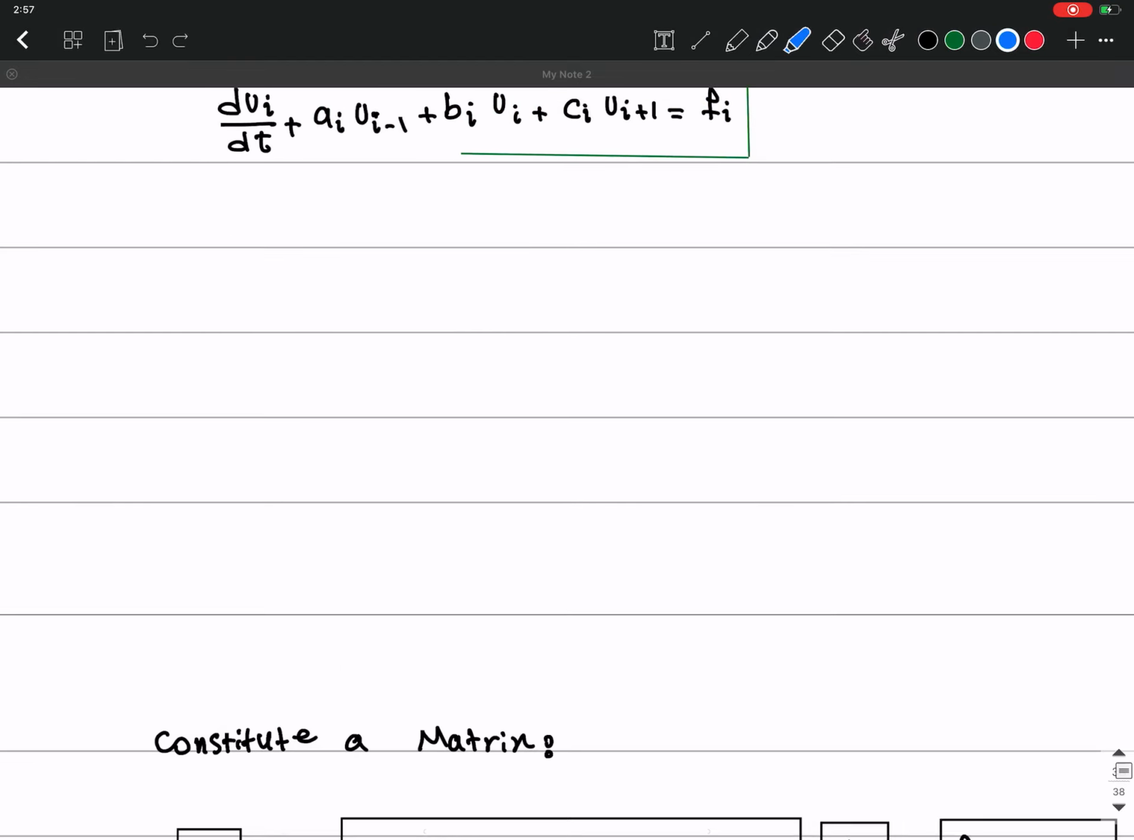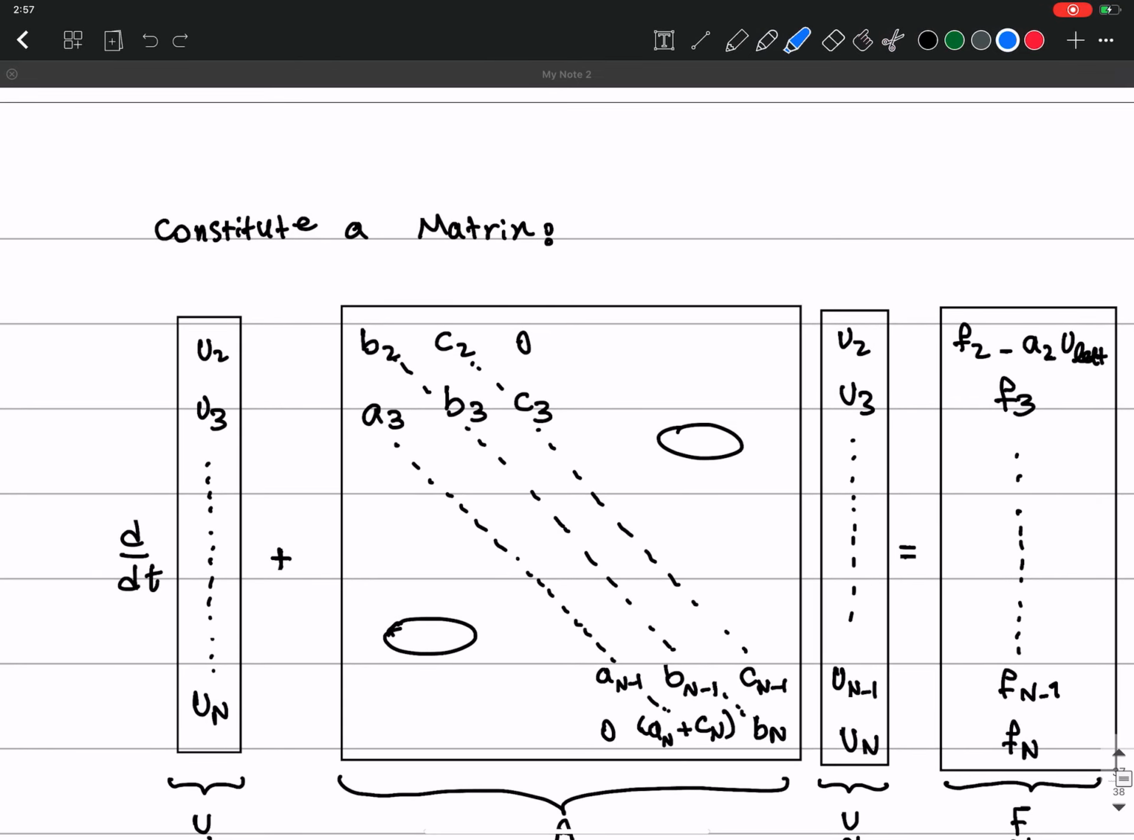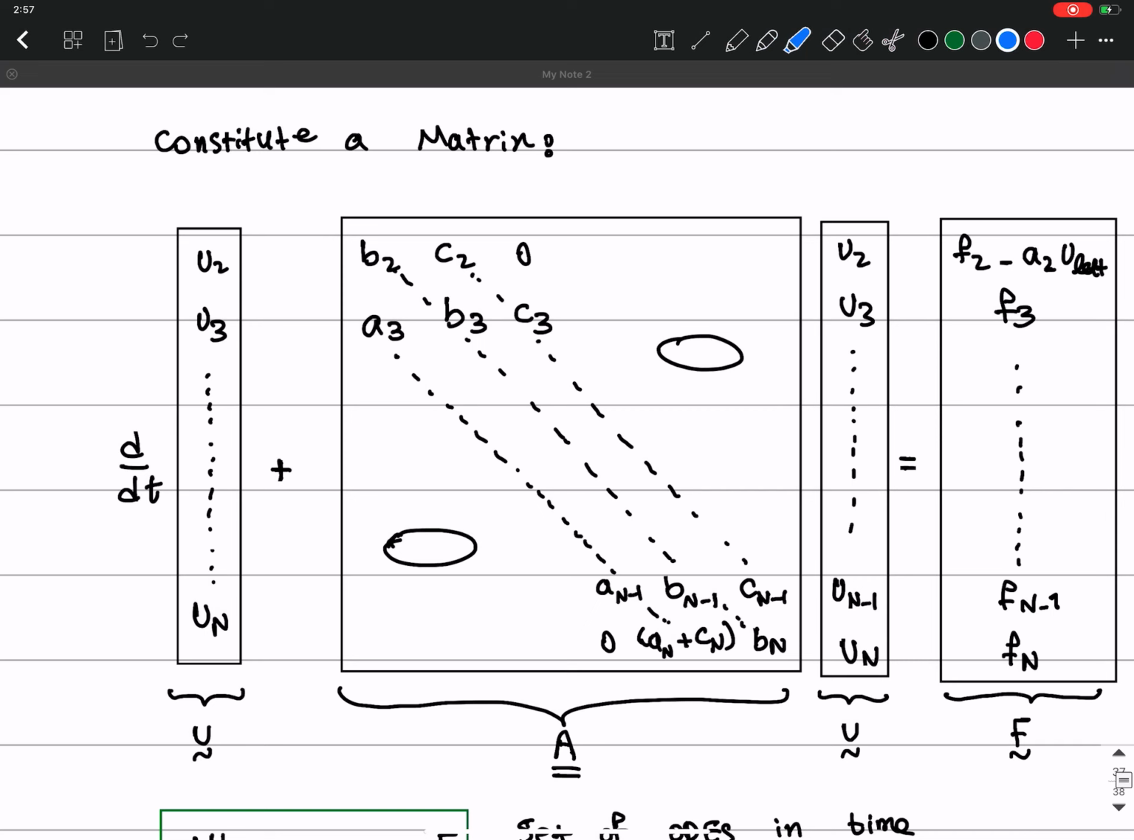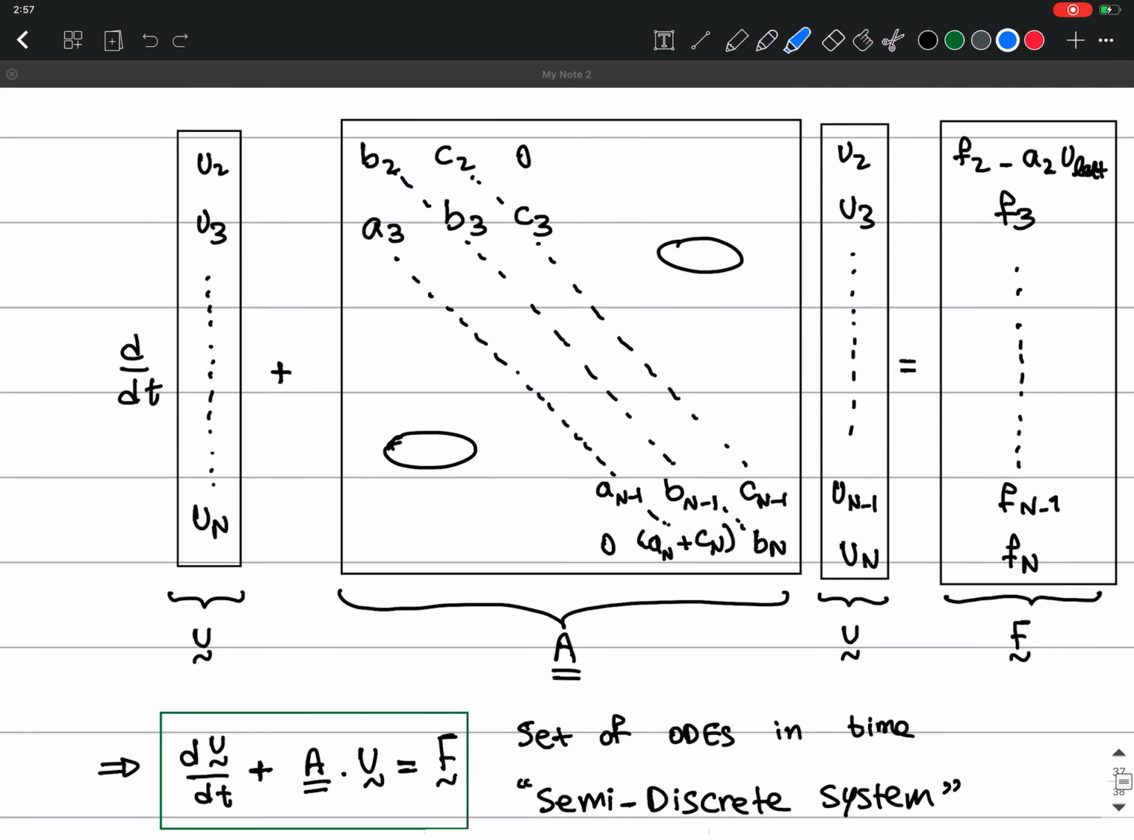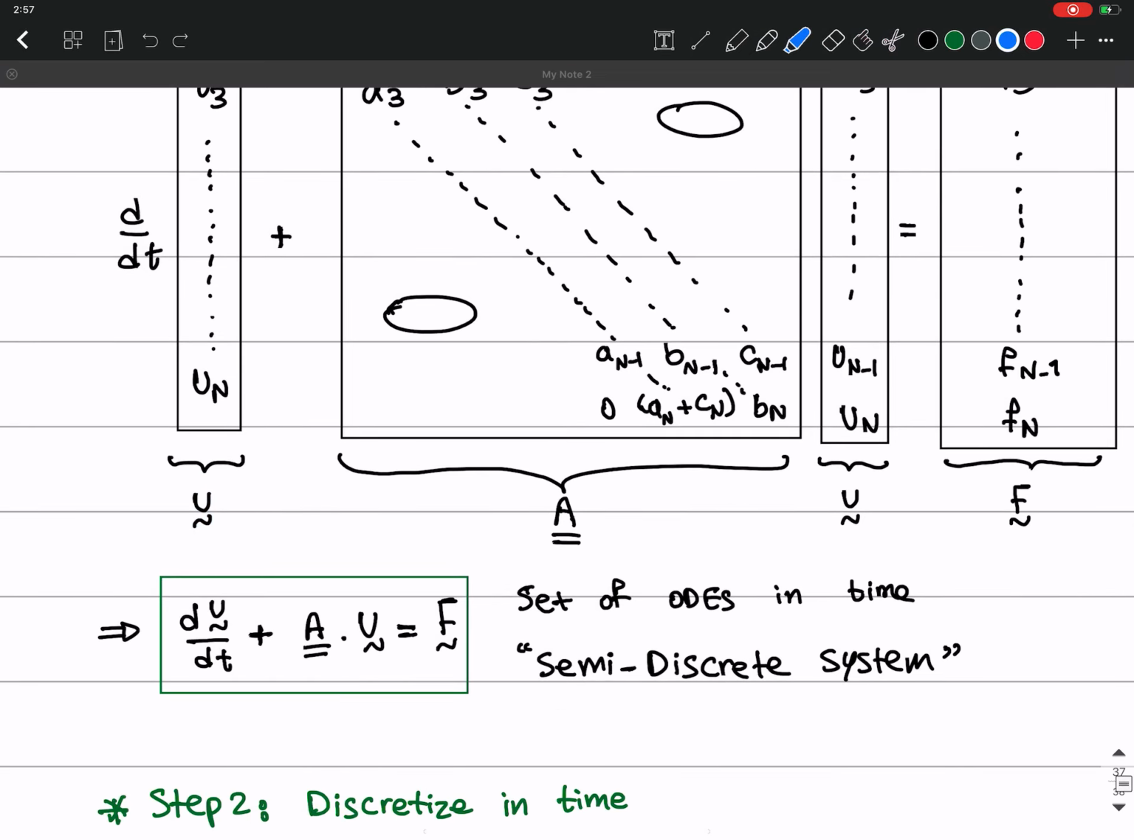Then in this lecture, we used these equations to constitute this general matrix here. We defined the coefficients as A, and we had the vector u, which is u discretized in space. And finally we got to this equation, which is a semi-discrete system, meaning that it is only discretized in space, and we haven't yet discretized it in time.